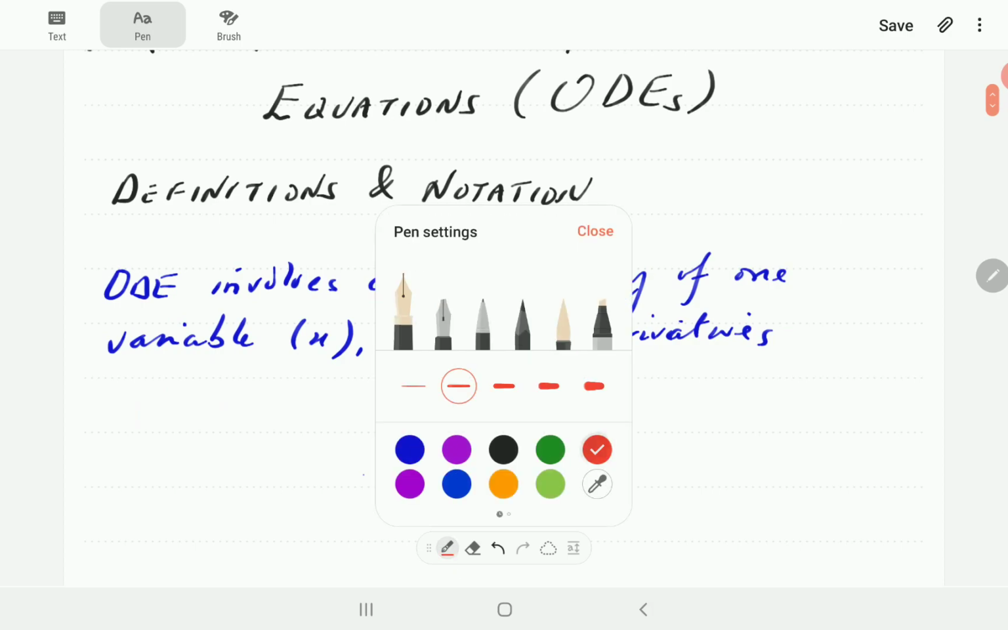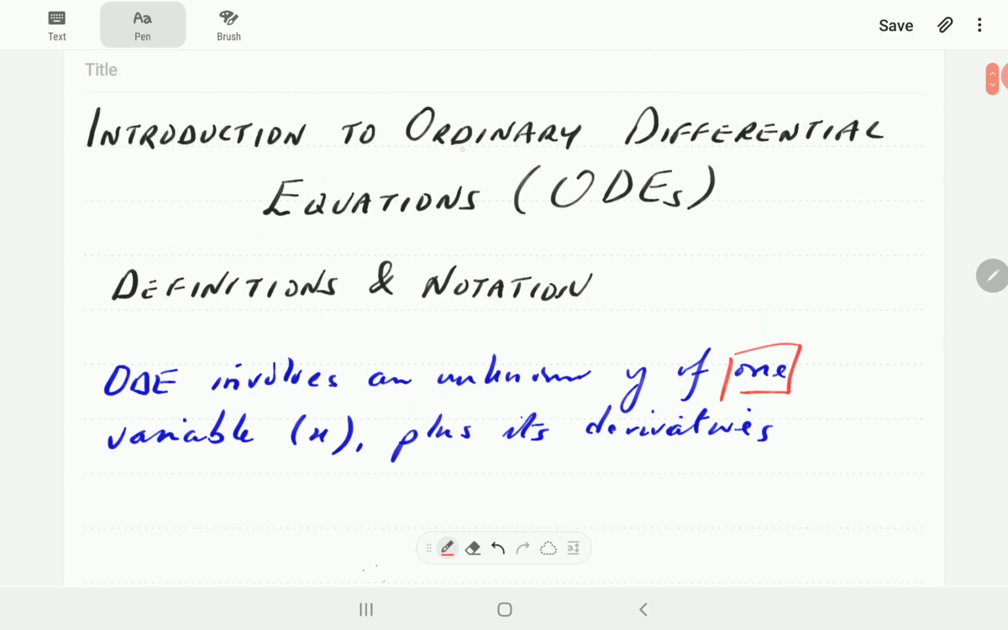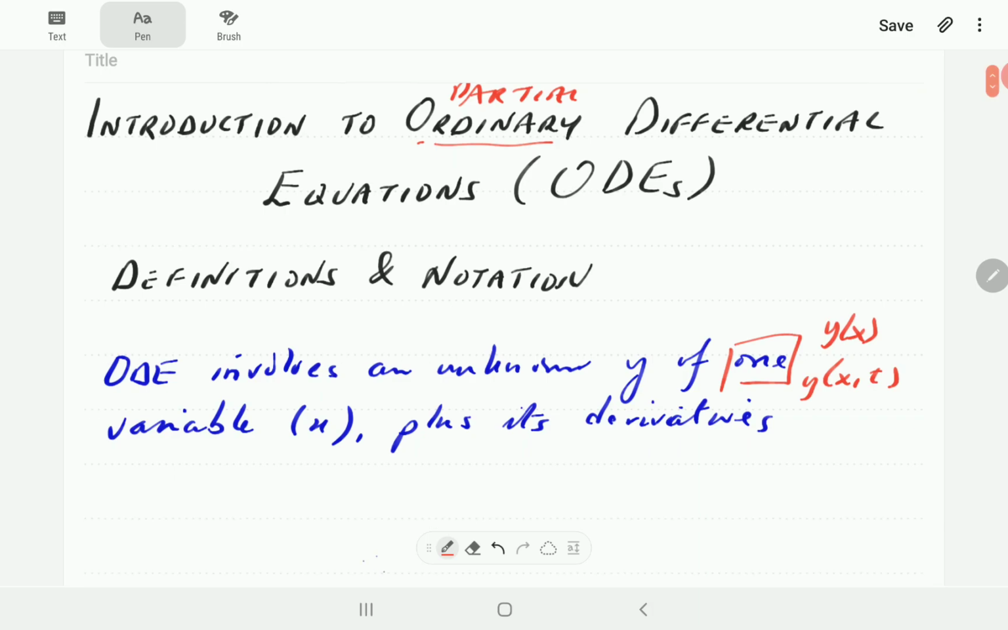The one here is important. This is what makes this an ordinary differential equation. So if this is a function of only one variable x, then this is an ordinary differential equation. If it's a function of two variables, for instance x and t, then this becomes a partial differential equation, which we're going to look at in another video.